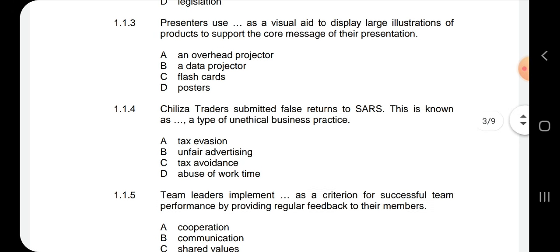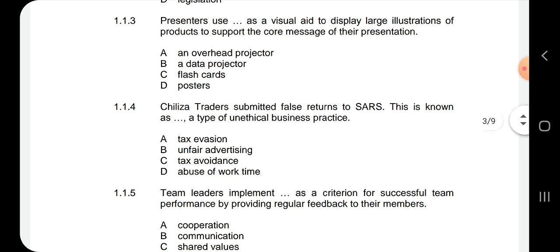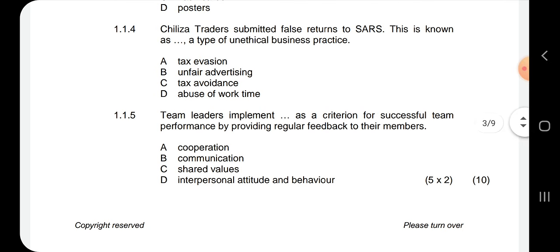So go through your options carefully when you're choosing. So 1.1.3 says presenters use as a visual aid to display large illustrations of products to support the core message of the presentation. And that is a D. So flashcards, we know flashcards is something very small where you're presenting. Instead of you taking a long paper to present your speech, you will use flashcards. So it's posters. So presenters use posters as a visual aid to display large illustrations of product to support the core message of the presentation. So 1.1.3 goes with a D.